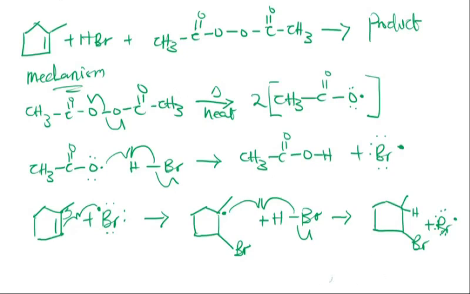So thank you so much for watching. This is how we go around writing the mechanism for the free radical addition of hydrogen bromide to an alkene in the presence of a peroxide, and this reaction in terms of regiochemistry goes via the anti-Markovnikov addition.